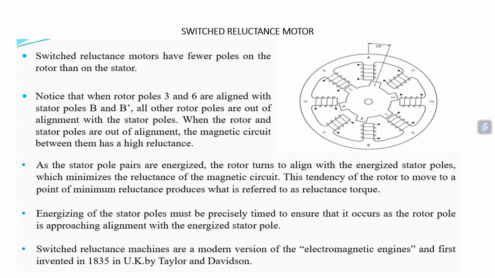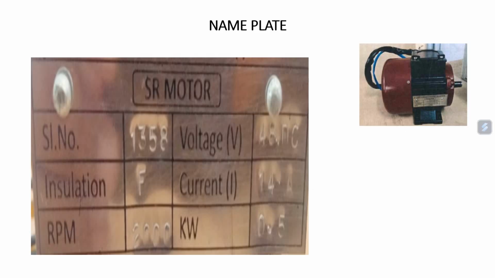Switch reluctance machines are a modern version of electromagnetic machines or engines, and this motor was first invented in 1835 in the UK by Taylor and Davidson. Now we'll see the different parts of the switch reluctance motor.